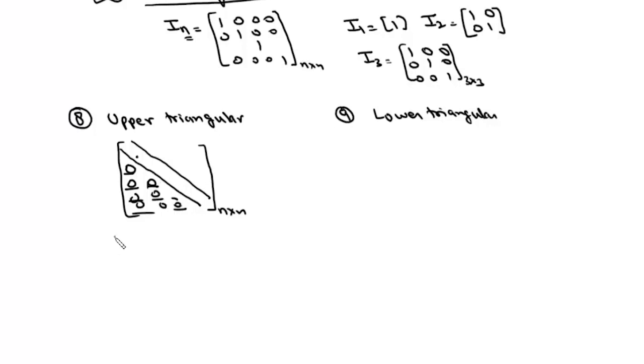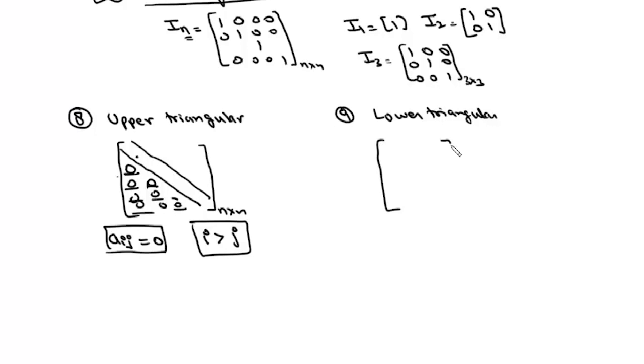In this case, Aij will be 0 whenever i is greater than j, and all other elements may be 0 or non-zero. And in the same way, if entries above the diagonal are 0, then we say it is a lower triangular matrix, and it is characterized by Aij equals 0 wherever i is less than j.